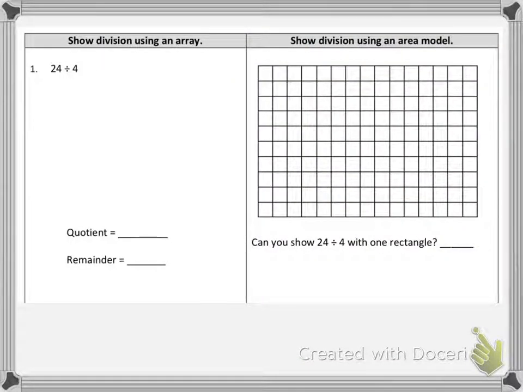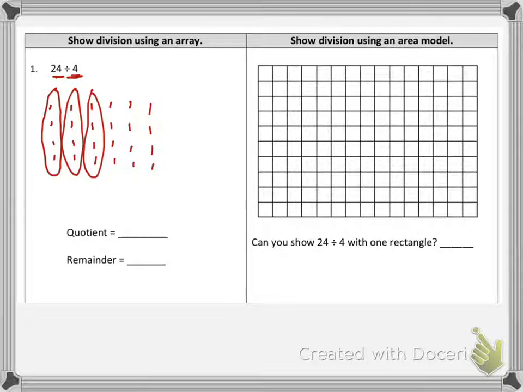All right, let's start showing division using an array, 24 divided by 4. Dividing by 4 is telling us that we're going to have 4 in each group. So basically we're asking how many groups we have. We count up to 24, 4 in each. So we've got 1, 2, 3, 4. 1, 2, 3, 4. Continuing on, 12, 13, 14, 15, 16, 17, 18, 19, 20, 21, 22, 23, 24. Look at that. We got perfectly even. So we've got 1 group, 2, 3, 4, 5, 6. There's no remainder in this one. So we have an answer of 6 and a remainder of 0.